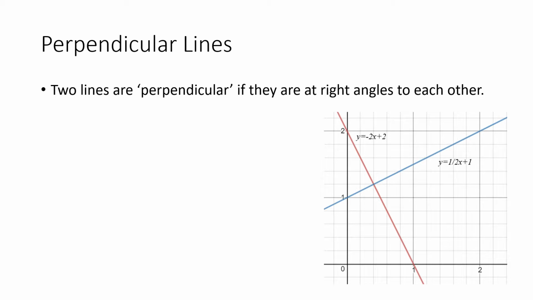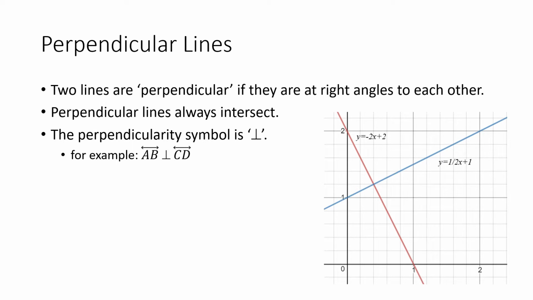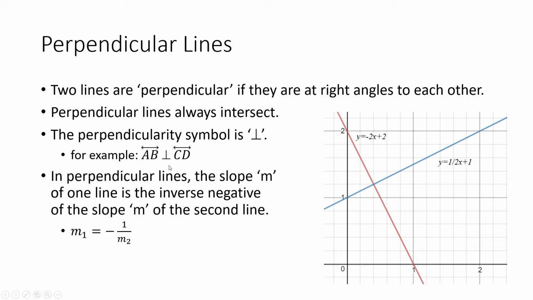Next, you've got perpendicular lines. These are lines which are at right angles to each other. They always intersect, and the symbol for two lines being perpendicular is that upside down T. In perpendicular lines, the slope m of one line is the negative inverse of the slope m of the second line. It's probably best to look at the example to see that. The m of one is -2, and the m of the other is a half. So if you had to work one of them out from the other, you would just take the m value, put it in the inverse of a fraction, and stick a minus sign in front.